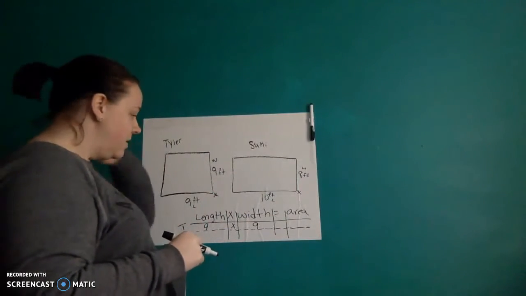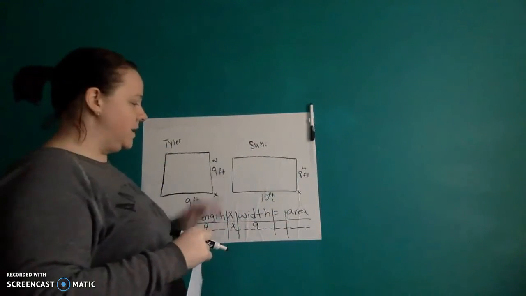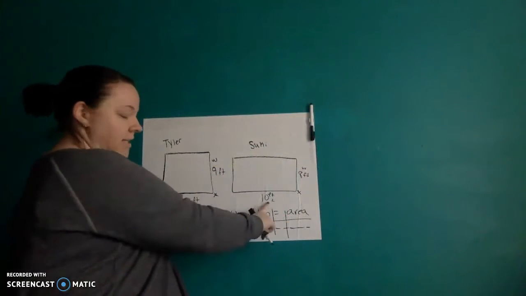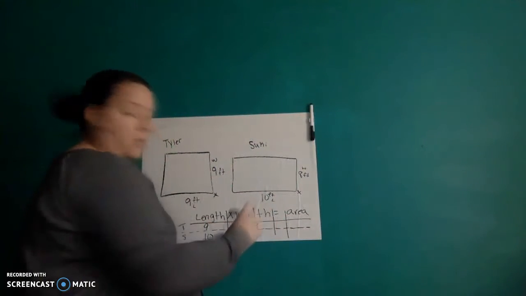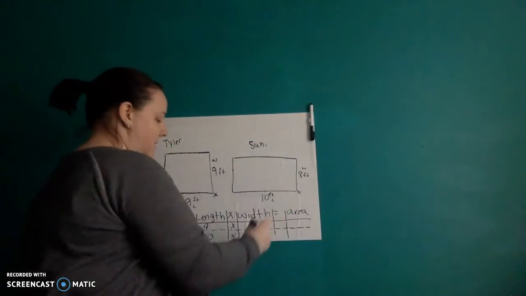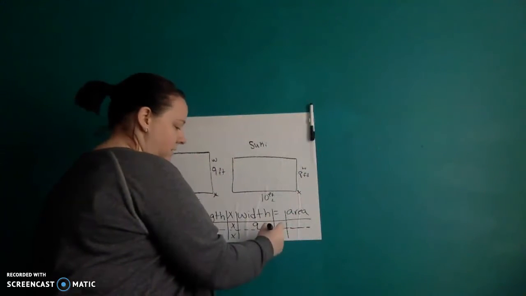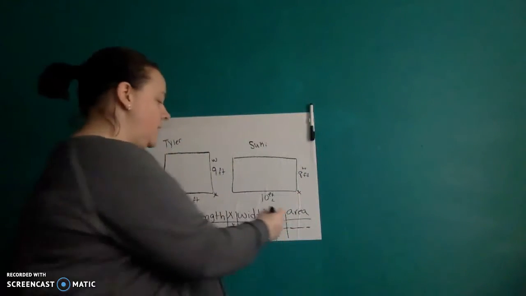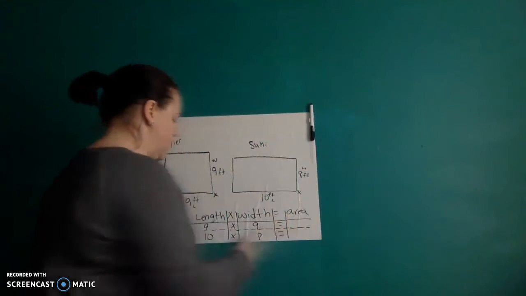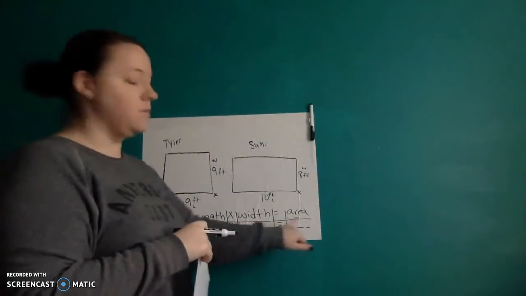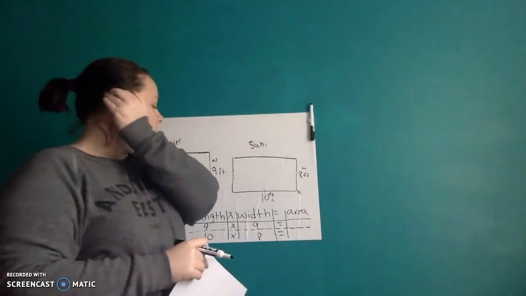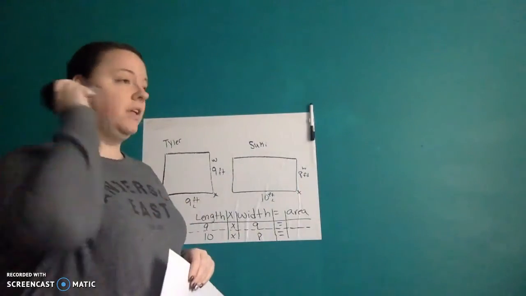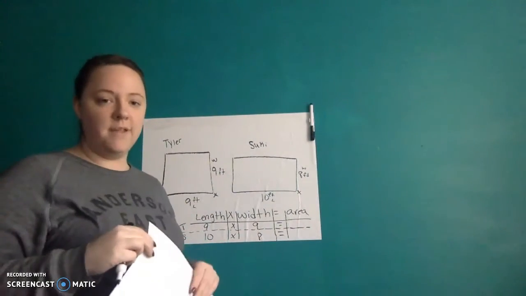Good. Now, we need Suki's. So now her length is 10. Her width is 8. Now we need to put equals. So I want you to try this. 9 times 9 equals something. We need our area. 10 times 8 equals our area. So I will give you a moment to figure that out, and then we will move on.